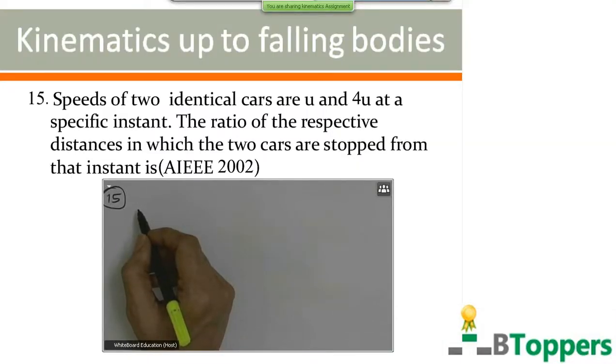See the question number 15. Speeds of two identical cars are u and 4u at a specific instant. The ratio of the respective distances in which the two cars are stopped from that instant is?